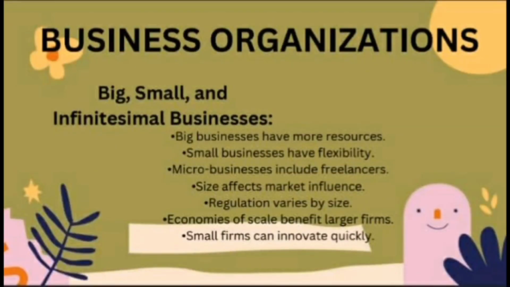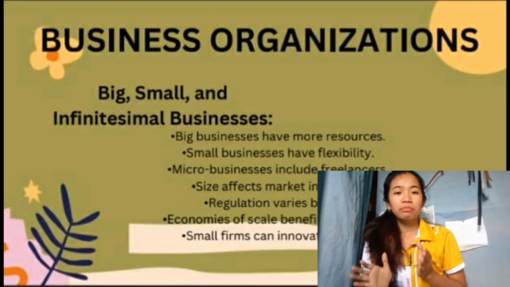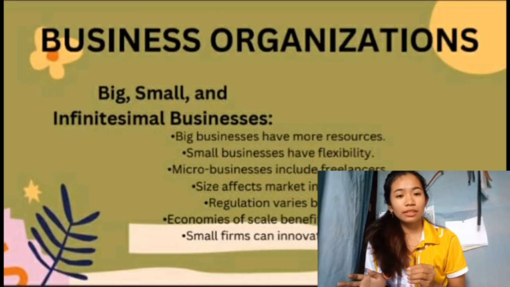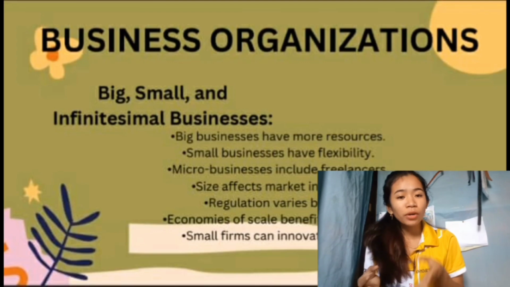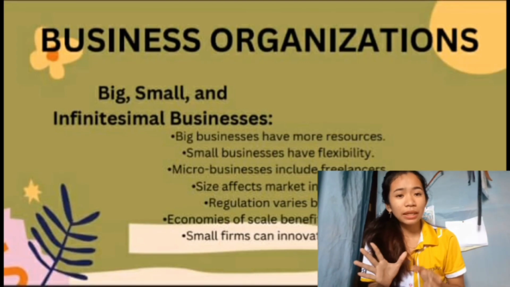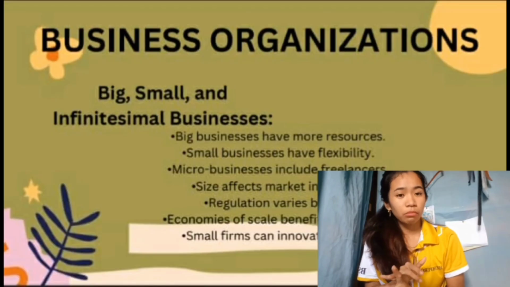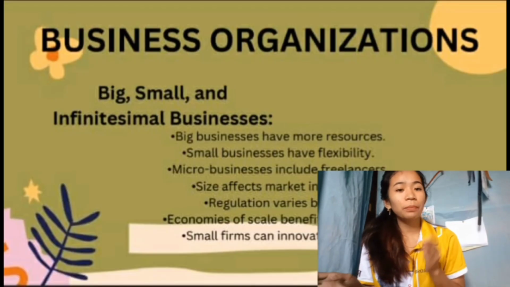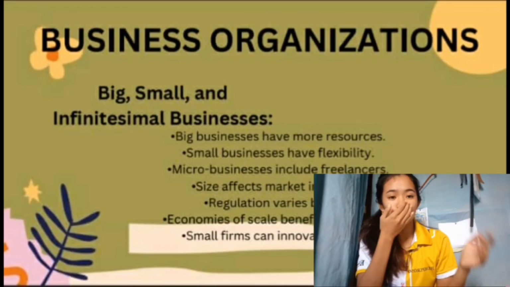Hi everyone! I'll be discussing the remaining topics under business organization. First, we have big, small, and infinitesimal businesses. Big businesses have more resources. This means they have more money, employees, and equipment to use. Example, companies like Jollibee, SM, or even Coca-Cola, they have many branches and workers.